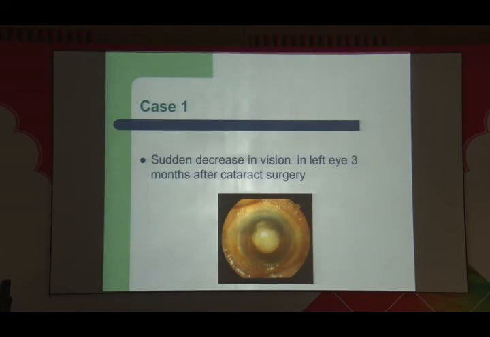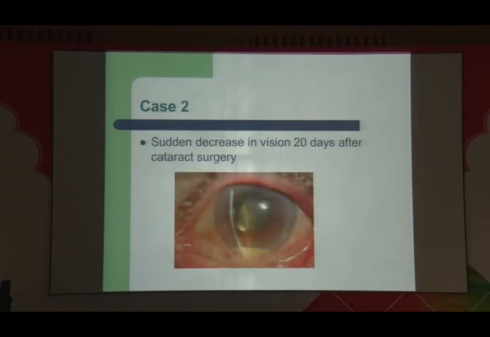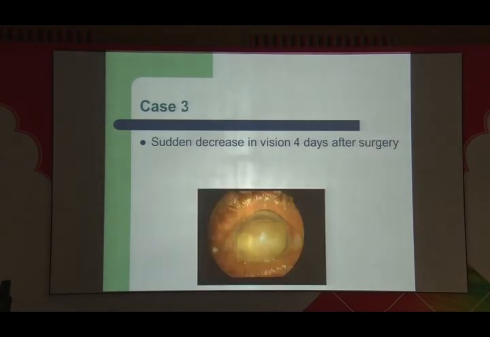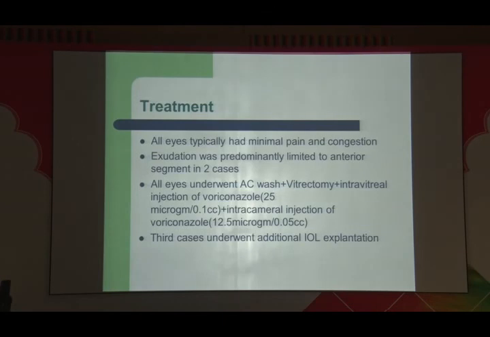This was one of the cases who presented to us 3 months after cataract surgery with blurred vision. Another case had delayed onset endophthalmitis. Third case was sudden decrease in vision 4 days after surgery. You can see even the cornea seemed to be involved. And all eyes typically had minimal pain and congestion. Exudation was predominantly limited to the anterior segment in 2 cases.